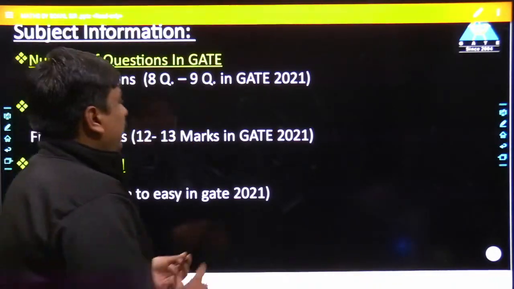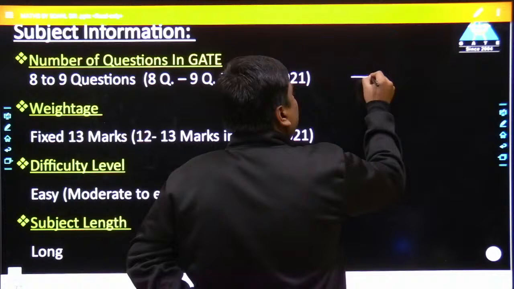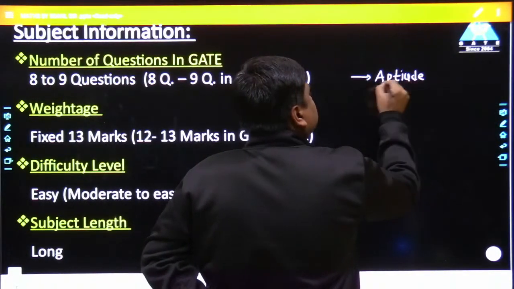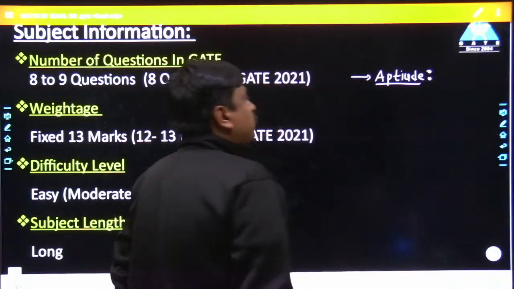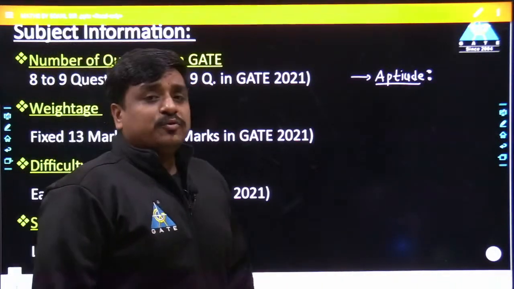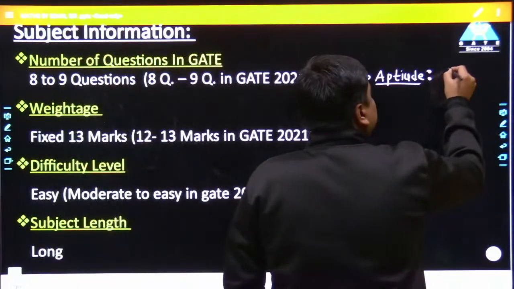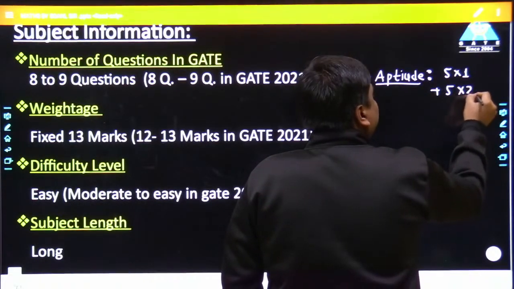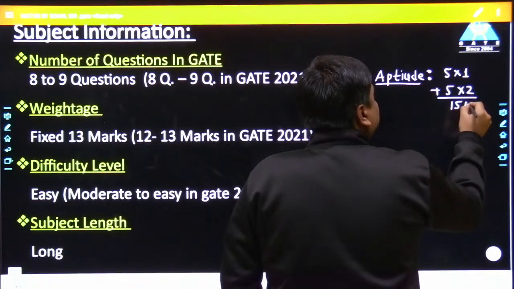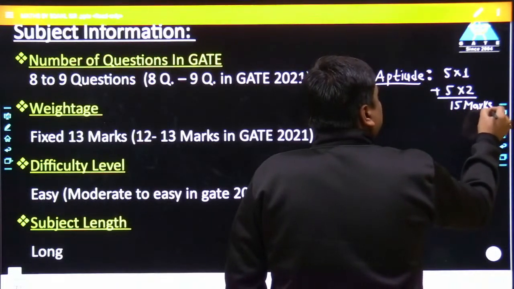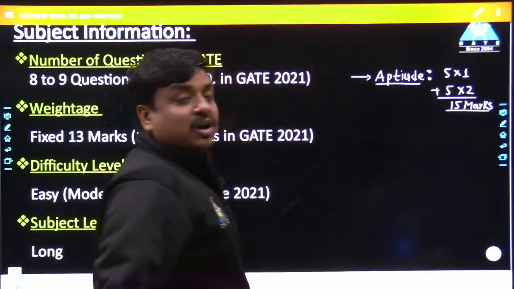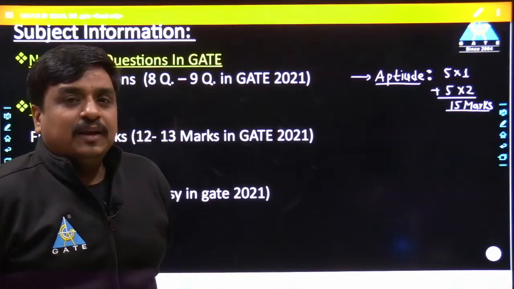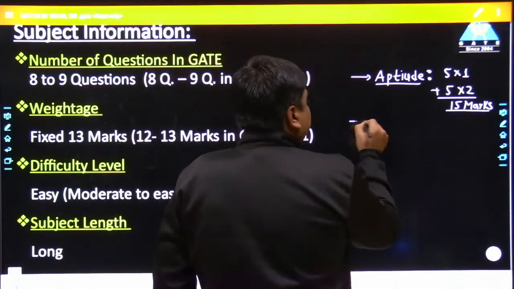Why is that a huge thing? My dear friends, so far only the weightage of aptitude was fixed. If you recall how many questions come from aptitude, 10 questions come from aptitude. Out of 10 questions, 5 have the weightage of 1 mark, and the remaining 5 have the weightage of 2 marks. That means 15 marks were fixed for aptitude, and the remaining 85 marks were distributed over the technical subjects including engineering mathematics.